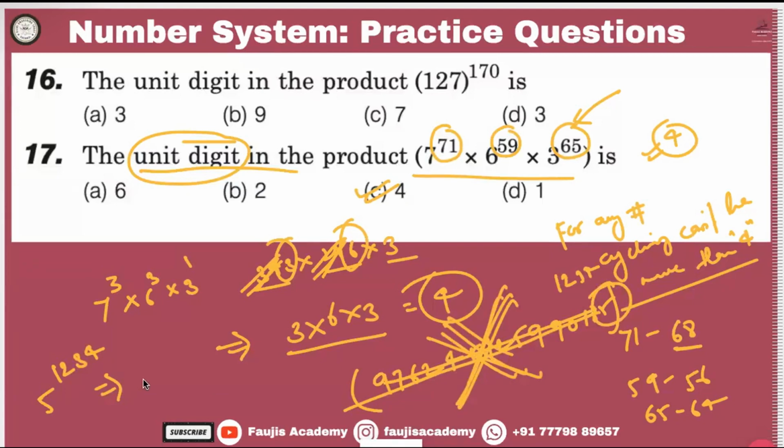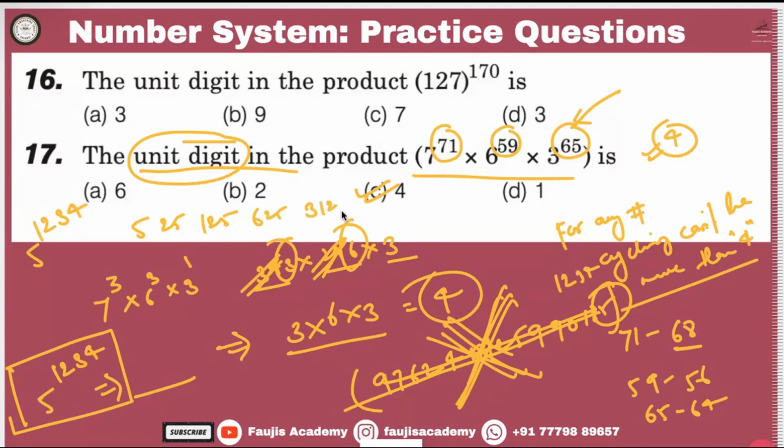And what is the unit digit here? Moilan, what is the unit digit here? 5 raised to the power 1, 2, 3, 4. If you are not getting it, just write it down. 5, then 5 square, 25. 5 cube, 125. 5 raised to the power 4, 625. 5 raised to the power 5, 3125. In all the cases, there is 5 as your unit digit.